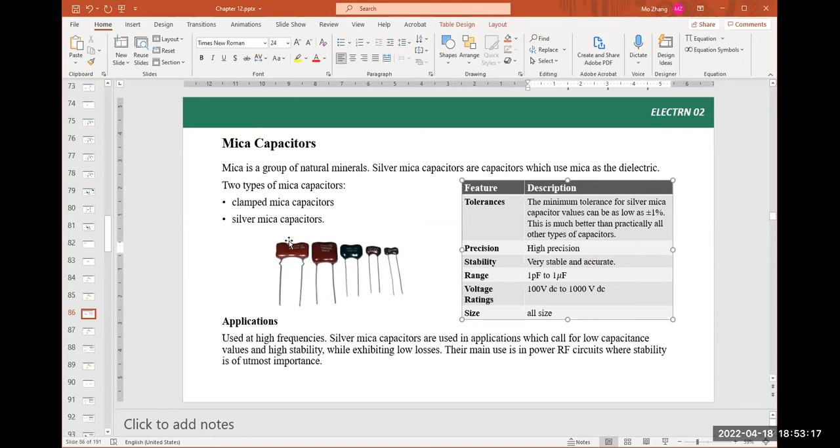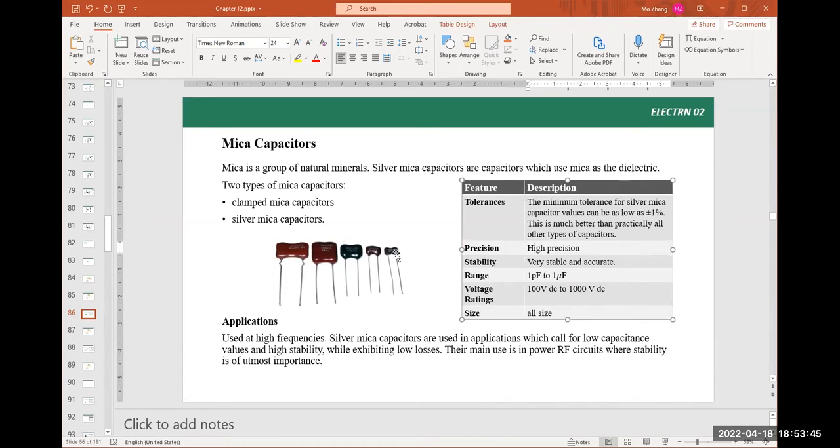And then the range for all these kinds of mica capacitors is from 1 picofarad, pico is 10 to the -12, to 1 microfarad, 10 to the -6 farad. And then the working voltage rating varies from 100 volt DC to 1000 volt DC. And then the size, all kinds of sizes.